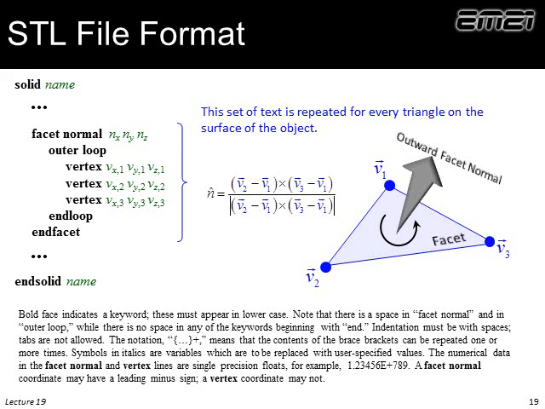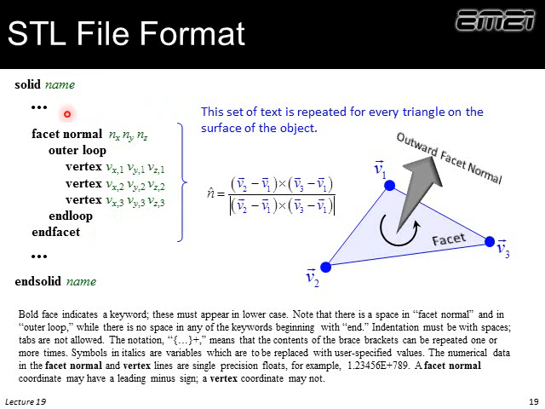Here's the format, really all just in one slide here. So it starts off with solid, and then you're free to give it whatever name. Then it's really just a whole bunch of repeats of this section of code. So this is how we tell it one of the triangles, and this section of code repeats for every triangle that there is. And at the very end we say endsolid with the same name that we started with, and that's it.